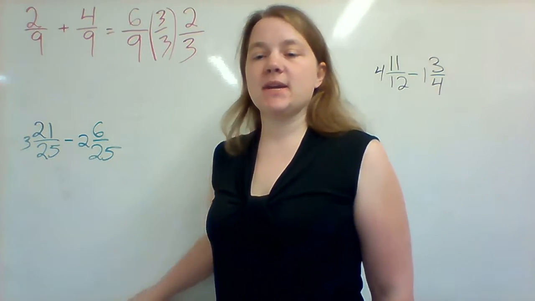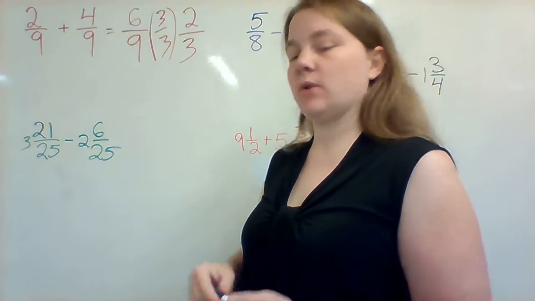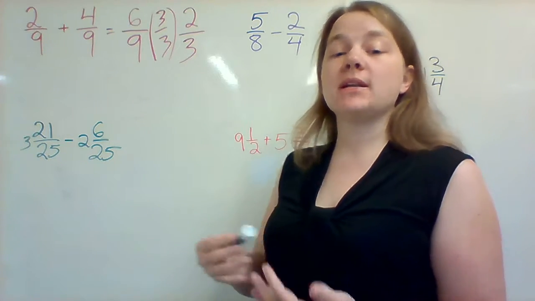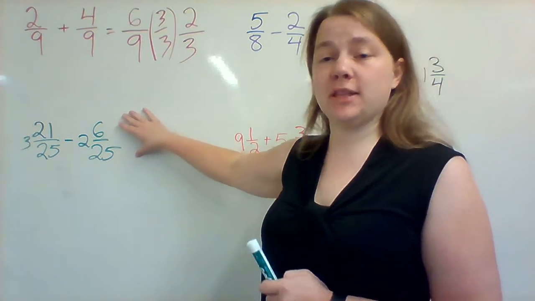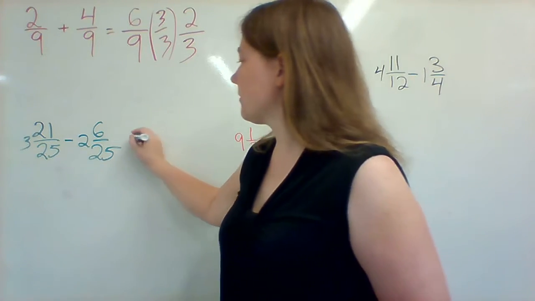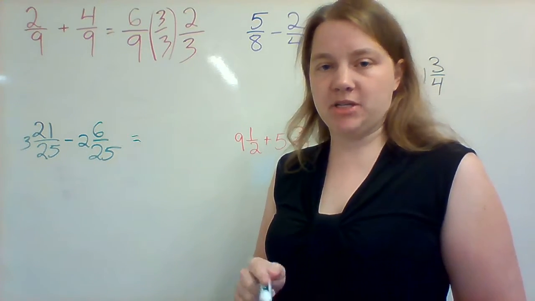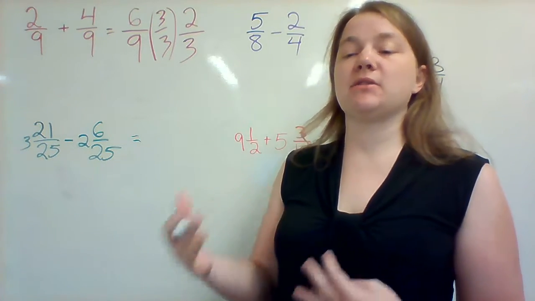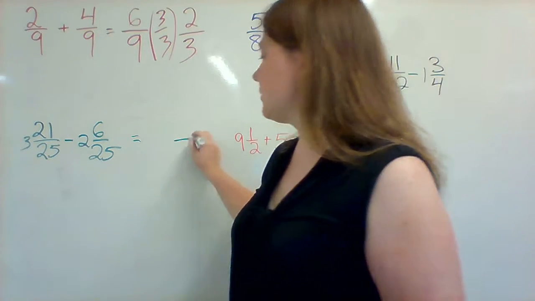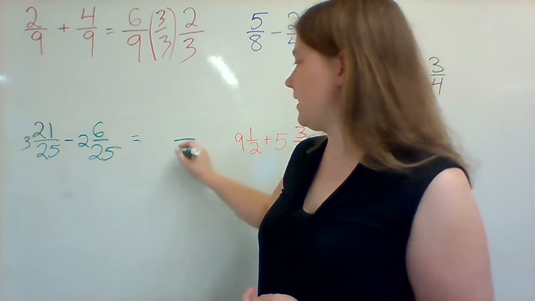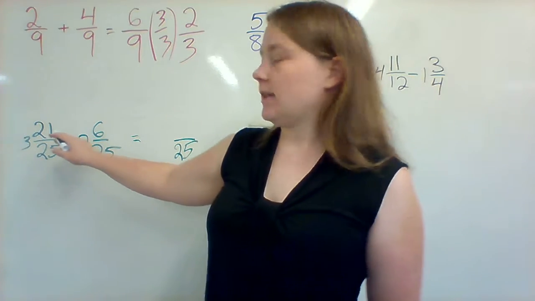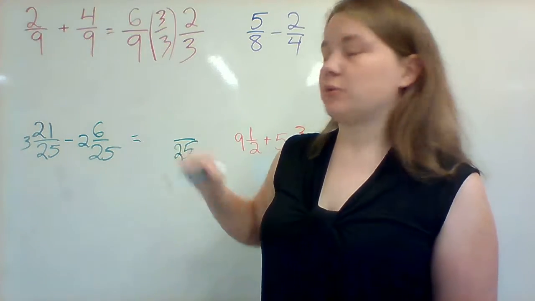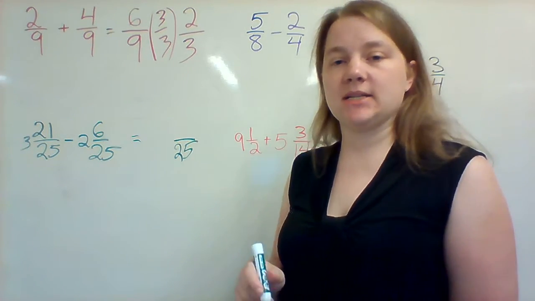Let's take a look at a mixed number. This is 3 and 21 over 25 minus 2 and 6 over 25. So what I need to do for this is treat the fractions just like I did before and first check to see if there's a common denominator. And it turns out there is. These are both common denominators. The denominator is the same, which means my answer can have a denominator of 25. Then I'm going to subtract the numerators like normal because this one's a subtraction problem. So I have 21 minus 6, and 21 minus 6 is 15.